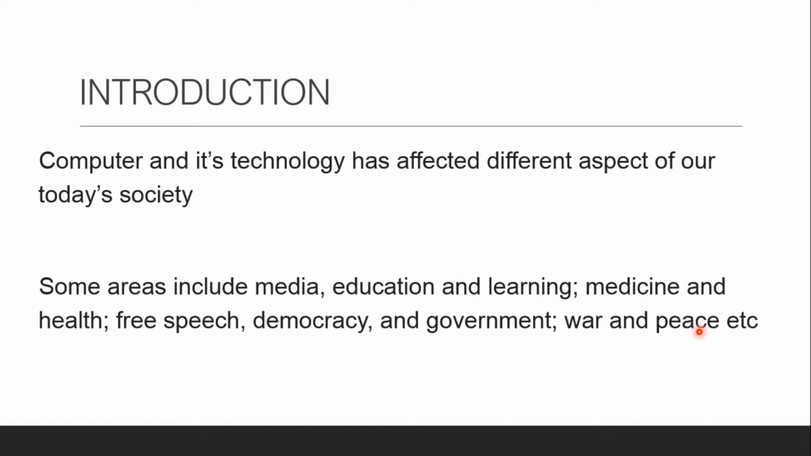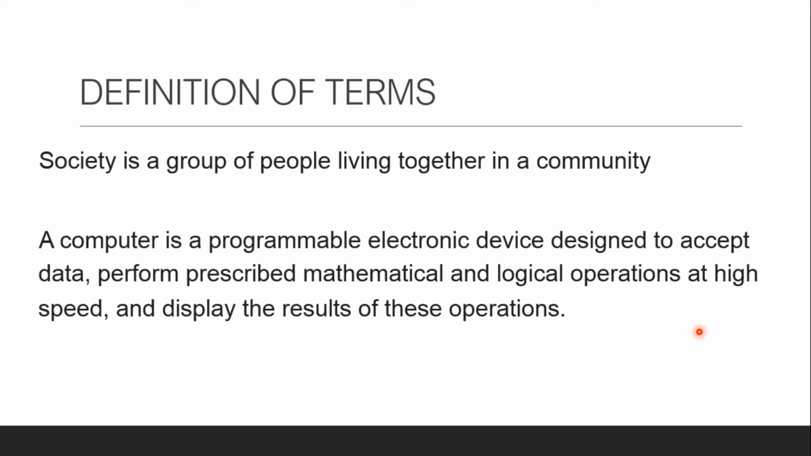So let's define the key terms. Society is a group of people living together in a community. A computer is a programmable electronic device designed to accept data, perform prescribed mathematical and logical operations at high speed, and display the results of these operations.